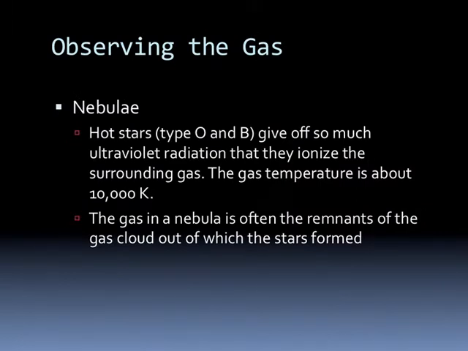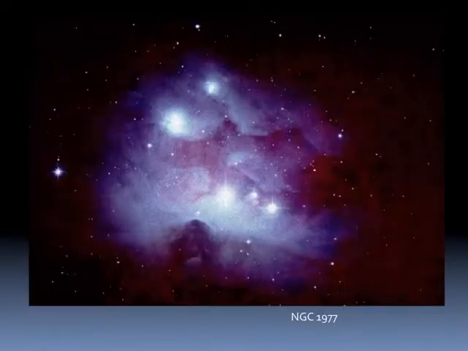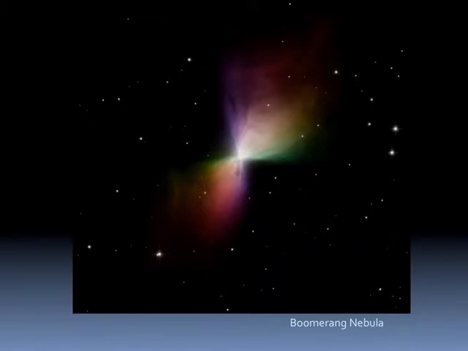So, nebula. The hot stars, the O and B types, give off so much ultraviolet radiation that they ionize the surrounding gas. The temperature can get up to 10,000 degrees Kelvin. The gas in a nebula is often the remnants of the gas cloud out of which the star is formed. These are pictures of nebulae, where the hot stars inside of them are causing heating of the gas and dust around them and causing them to emit in different wavelengths. These nebulae can be very beautiful. This is the Boomerang Nebula.